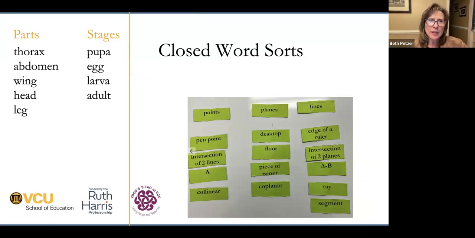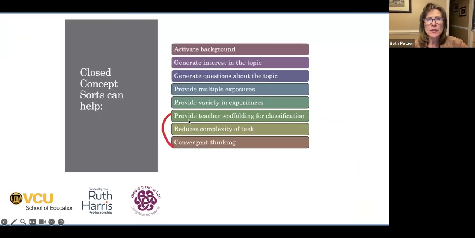I have 2 examples. I have the insect over here. A closed word sort, you've got the headings already given for you, parts and stages. This closed sort has points, planes, and lines. The headings are there. And so in a closed sort, it's more of a scaffolding, helping your students. They don't have as much cognitive load on them if they don't have to worry about what the headings are if you've already given them to them.